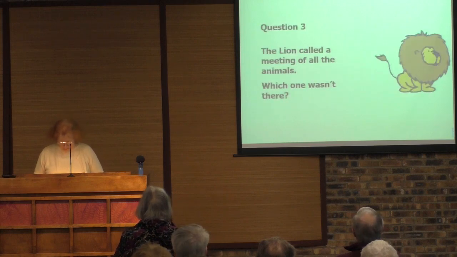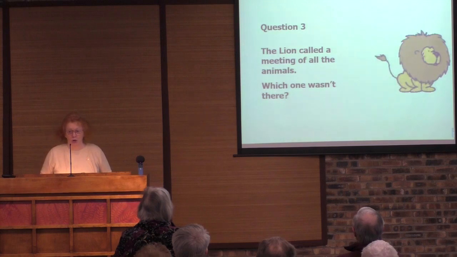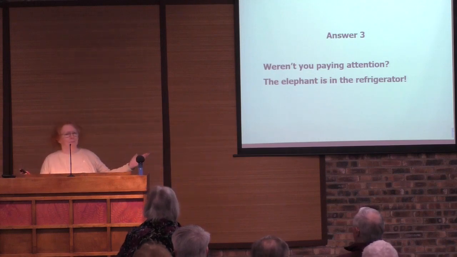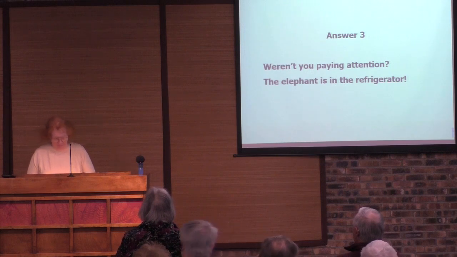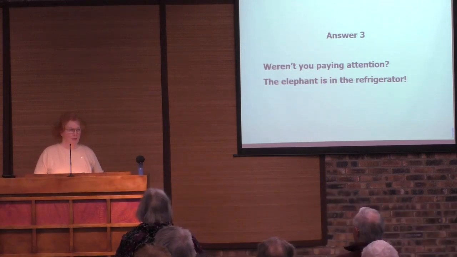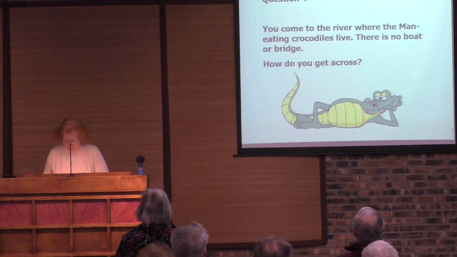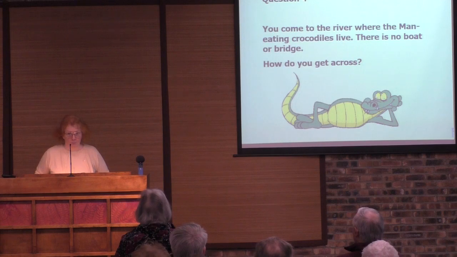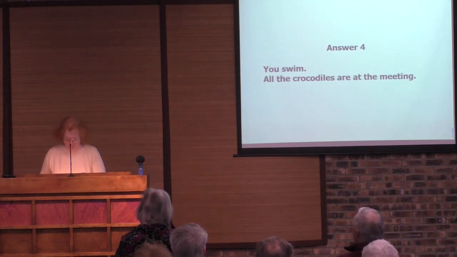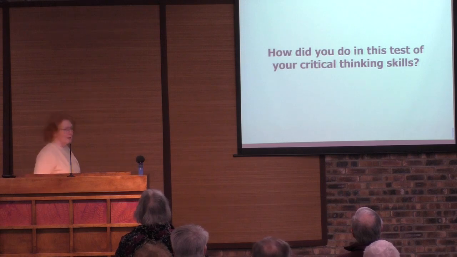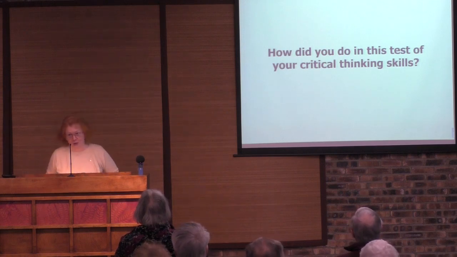Okay. Here's question 3. The lion called a meeting of all the animals. Which one was not there? Well, the elephant. It's in the refrigerator. Okay. Question 4. You come to the river where the man-eating crocodiles live. There's no boat. There's no bridge. How do you get across? Well, you swim, because all the crocodiles are at the meeting. So how did you do on this test of critical thinking skills? I told you children could pass this.